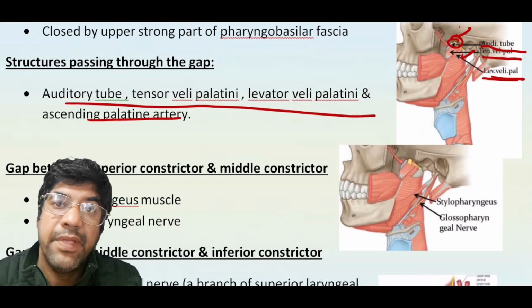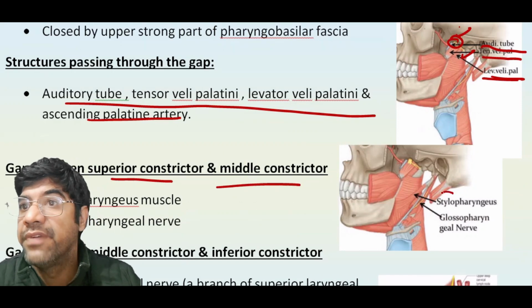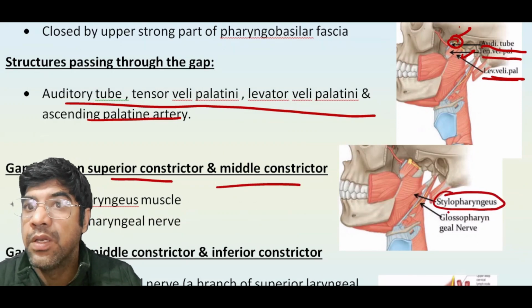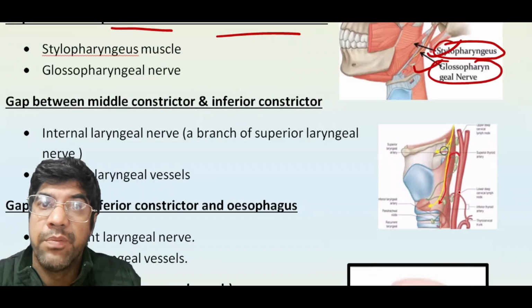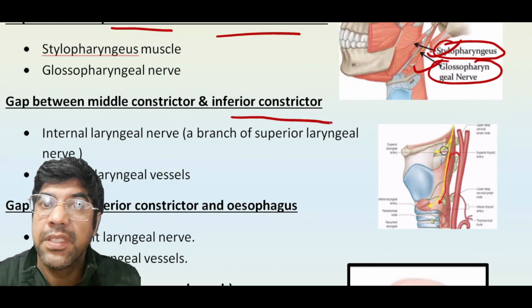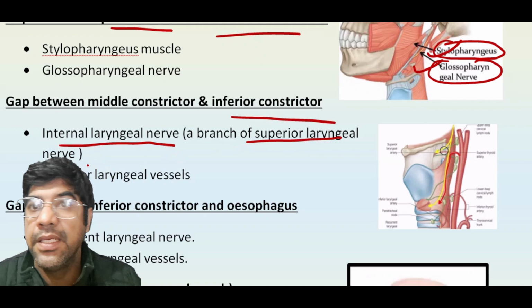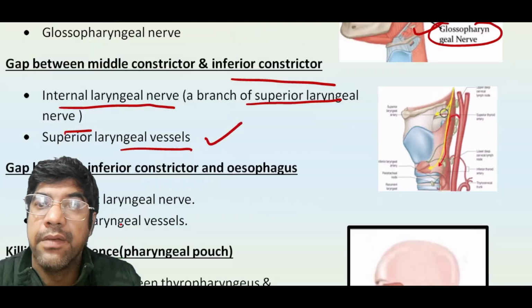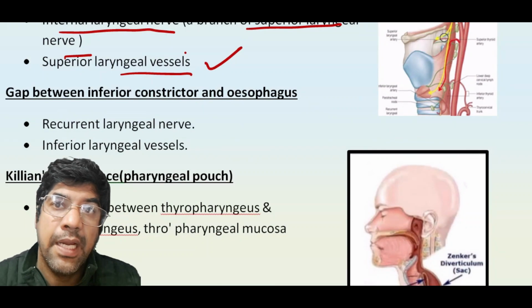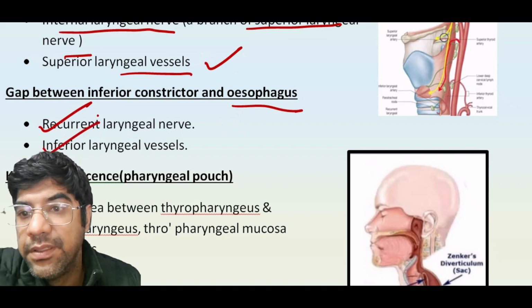In the gap between the superior and middle constrictor, the structures passing are the stylopharyngeus muscle and the glossopharyngeal nerve. From the gap between the middle and inferior constrictor, the structures passing are the internal laryngeal nerve, a branch of the superior laryngeal nerve, and the superior laryngeal vessels. And for the gap between the inferior constrictor and esophagus, the structures passing are the recurrent laryngeal nerve and inferior laryngeal vessels.